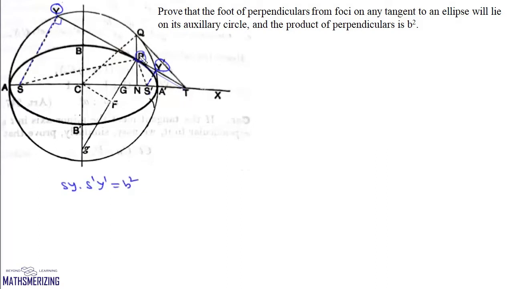That is, product of length of perpendicular on any tangent from the two focus is equal to b square. So this again is a very important result. So we have two results. Foot of perpendicular on any tangent from focus will lie on auxiliary circle, and the product of these perpendicular distance is equal to b square.